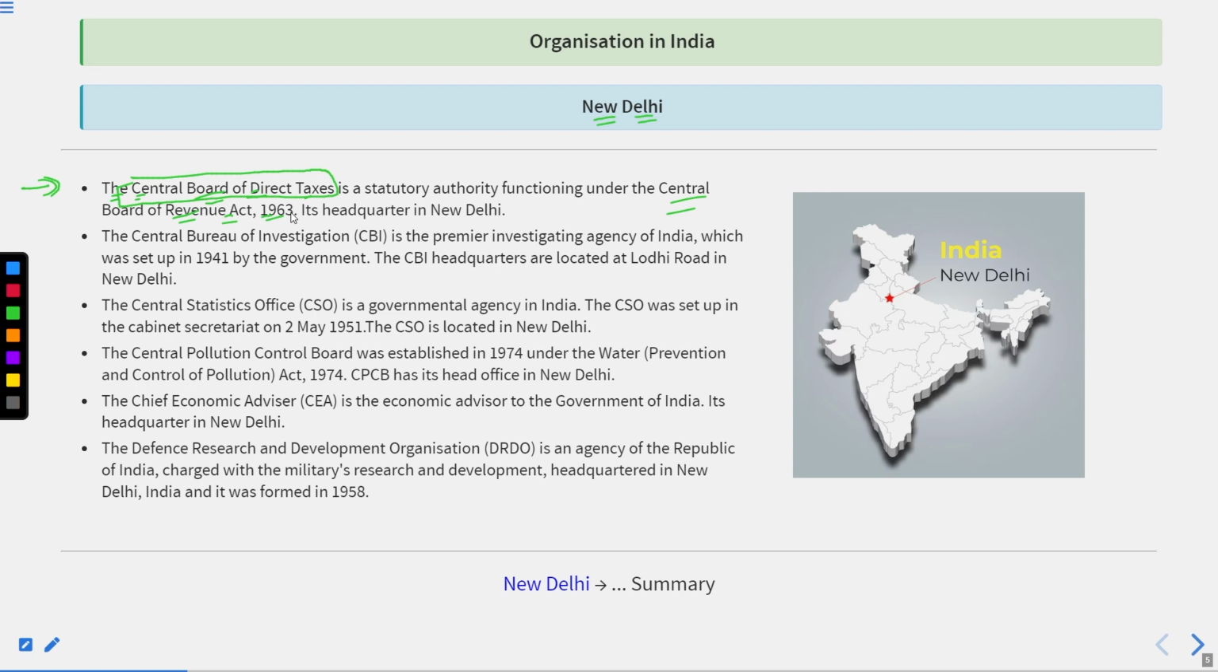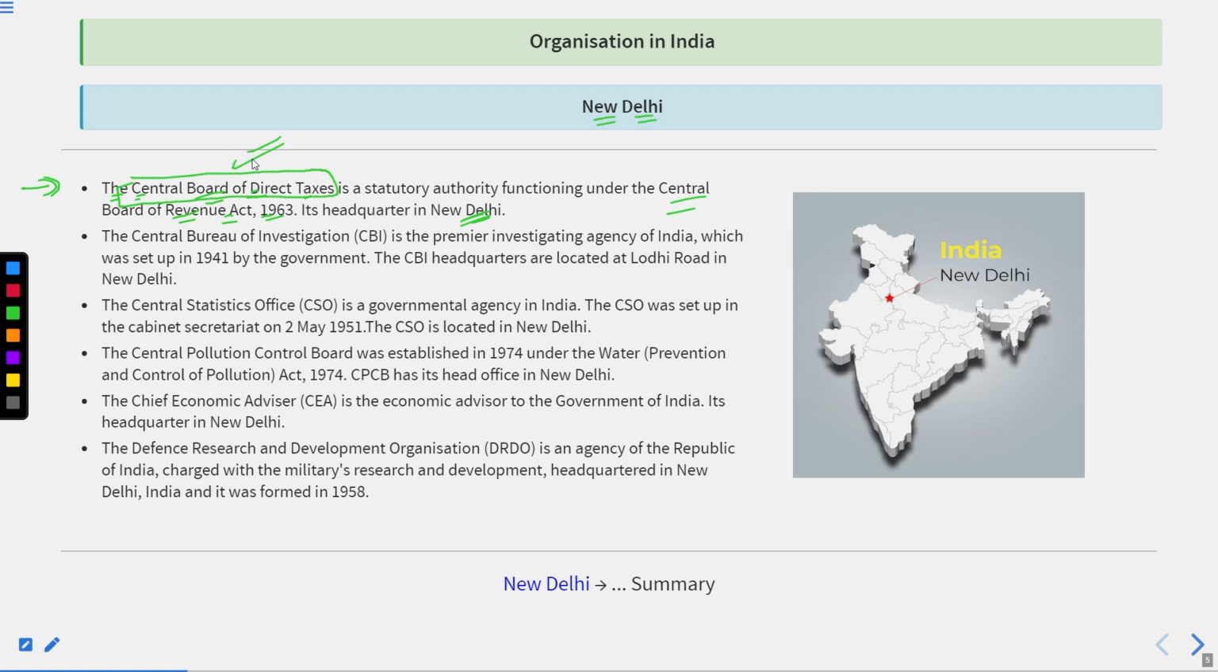This particular act is having the power to establish the Central Board of Direct Taxes. It is headquartered in New Delhi. So we know basically as far as the taxes are concerned, we have two types of taxes in general: direct taxes or indirect taxes.